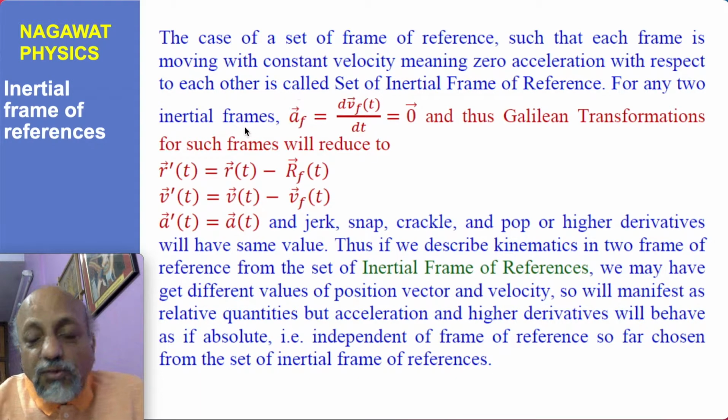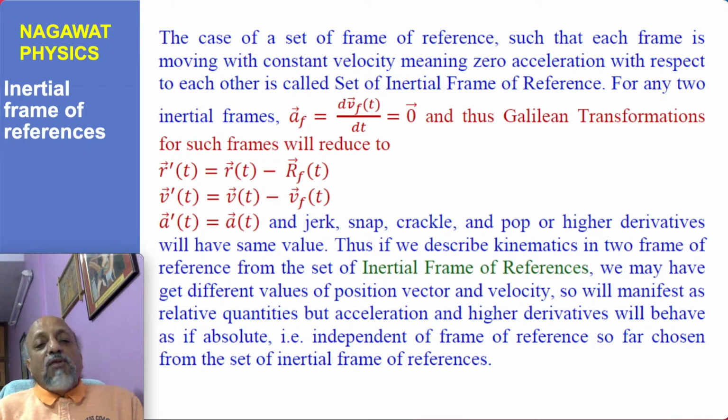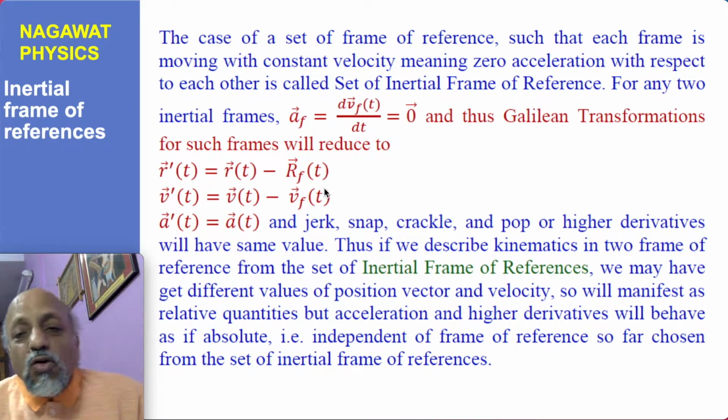In that case, the transformation equations would reduce to this: since Af equals 0, acceleration will have the same value in the frames of reference, and since Af has become equal to 0, the higher derivatives of Af would also be 0. What I am saying for acceleration would also be true for jerk, snap, crackle and pop or further higher derivatives if you wish to define them. But in the inertial frame of reference, the position vector and the velocity vector will get transformed. So a set of frames of reference may involve more than two frames, but out of the set, if you choose any two frames of reference, then this kind of relationship will hold: every frame in this set is moving with either zero velocity or constant velocity with respect to any other frame in the set.